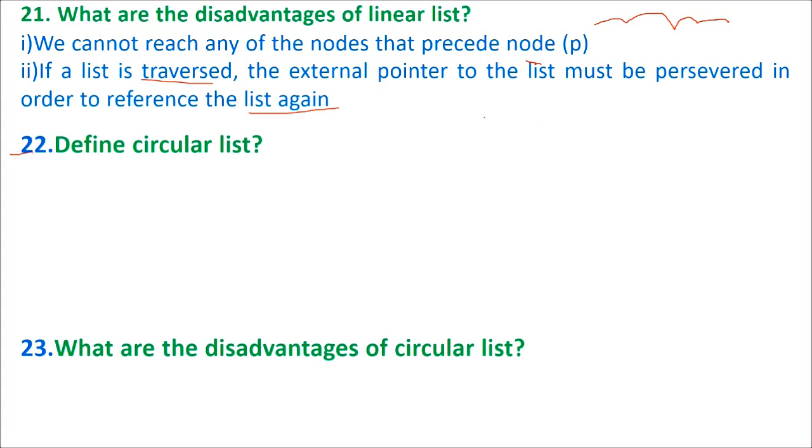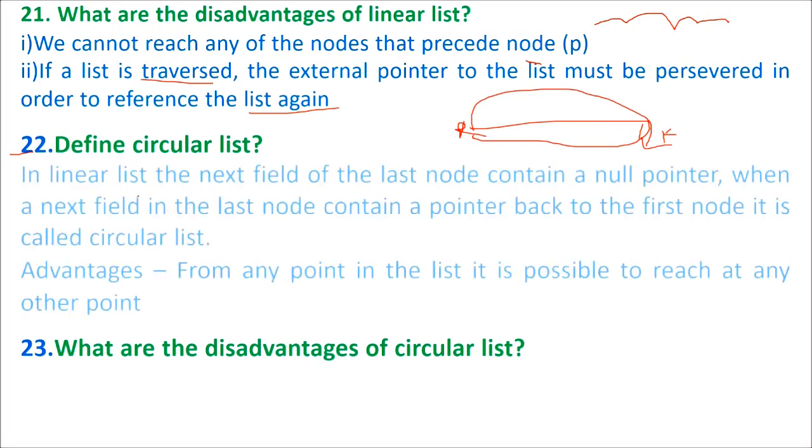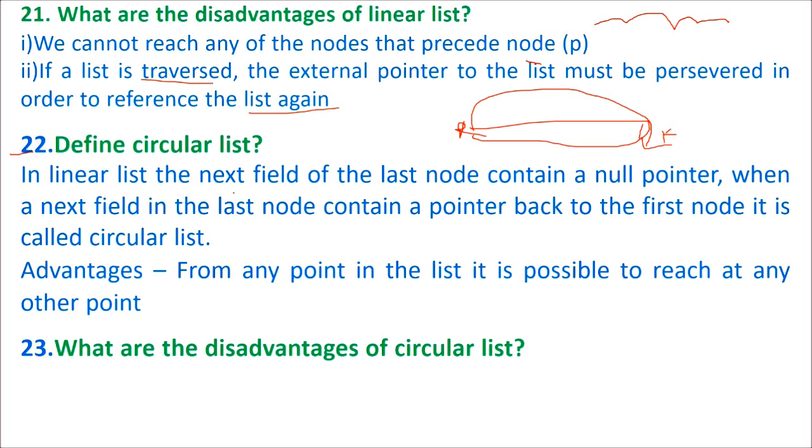Define a circular list. What is a circular list? This is a list. How can we make it circular? If this is front and this is rear, if this rear started pointing to front, then can you assume it to be a circular list? In a linear list, the next node of the last node contains a null pointer. In a simple list, the last node, or this rear, will have a null pointer. So when the next field in the last node contains a pointer back to the first node, this is what I was talking about, then it is called a circular list.